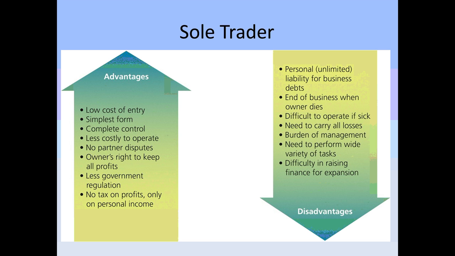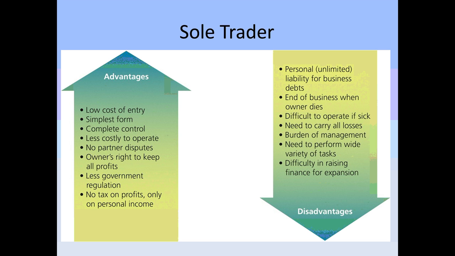The owner has complete control over it. It's less costly to operate. You're obviously not going to have any partner disputes because you don't have any partners, and the owner has the right to keep all the profits. There's less government regulation on sole traders, but you are taxed on the income. Any income related to the sole trader is considered personal income, so you pay your personal income tax rate.